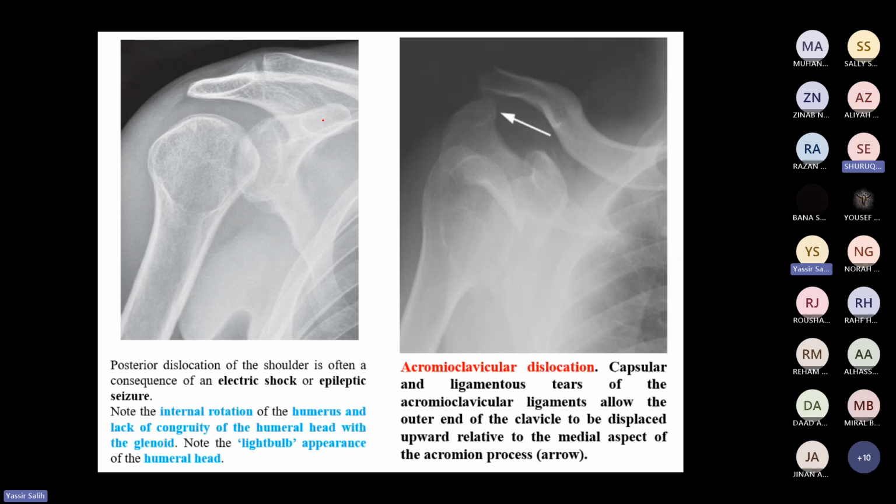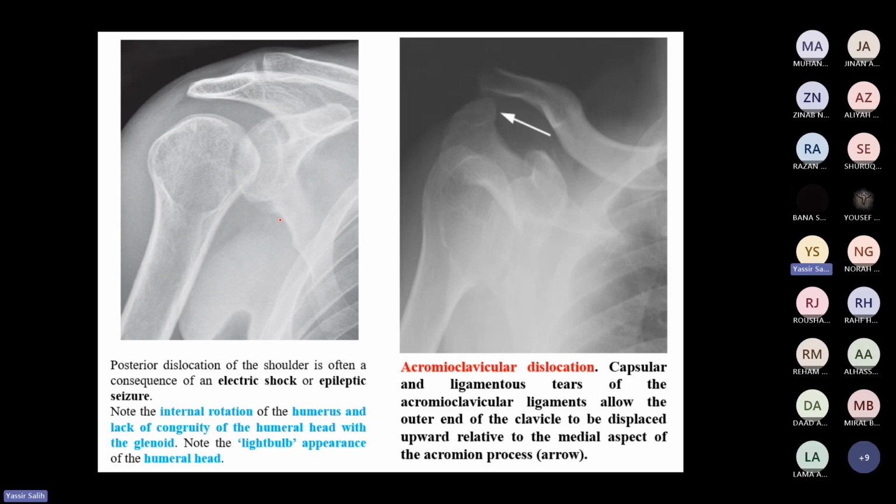What do you suspect? Okay. What do you see in this one? Is the orientation different? Yes, the head of the humerus is displaced from its normal articulation with the glenoid cavity. Normally the head of the humerus should be in this glenoid cavity, but it is displaced posteriorly. This is commonly seen in patients with epilepsy after fits or seizures, or after electric shock.